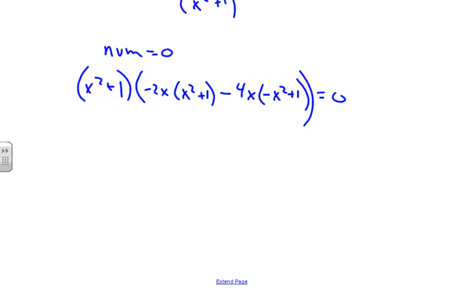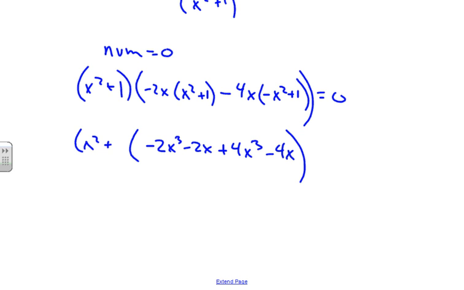Simplify the inside. So we have negative 2x cubed minus 2x plus 4x cubed minus 4x. All that, and we have x squared plus 1 just sitting there wondering, what about me? I'm not using you. All right, so from here, what we have, did I screw up, guys? Okay? I'm good.